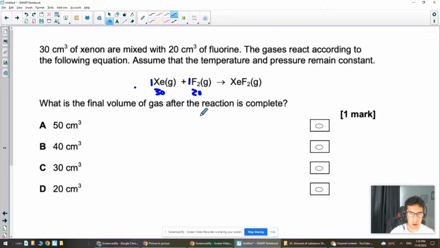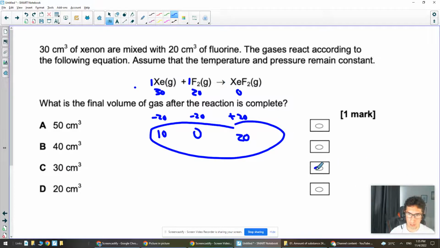So as the limiting factor, it's going to be -20. That's going to be -20. And it's a 1-to-1 ratio, so it's going to be +20 for the product, which started off as 0. So we're going to have 10 xenon left, 0 fluorine left, and 20 xenon difluoride. Which means we've got a total of 30 cm cubed left over.